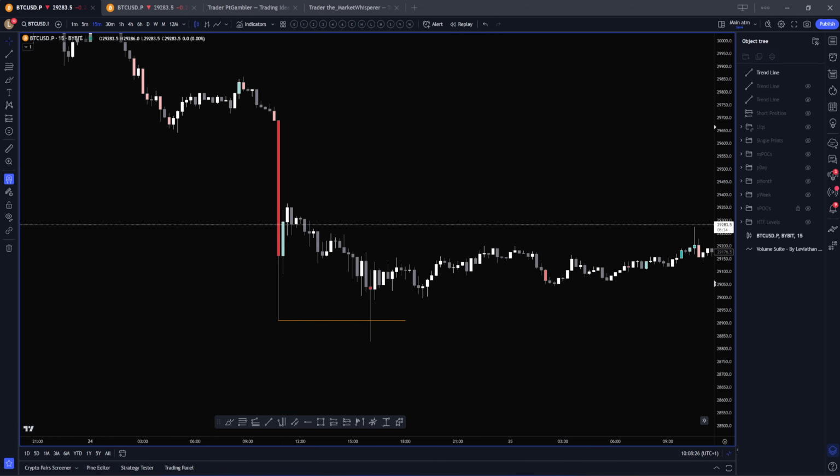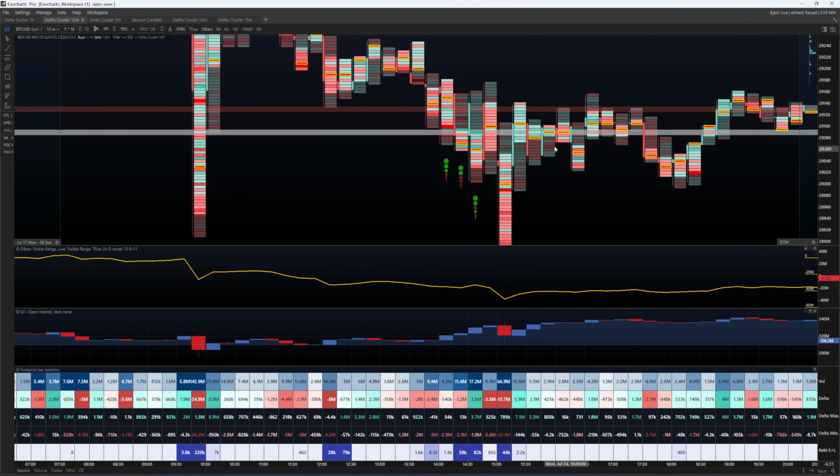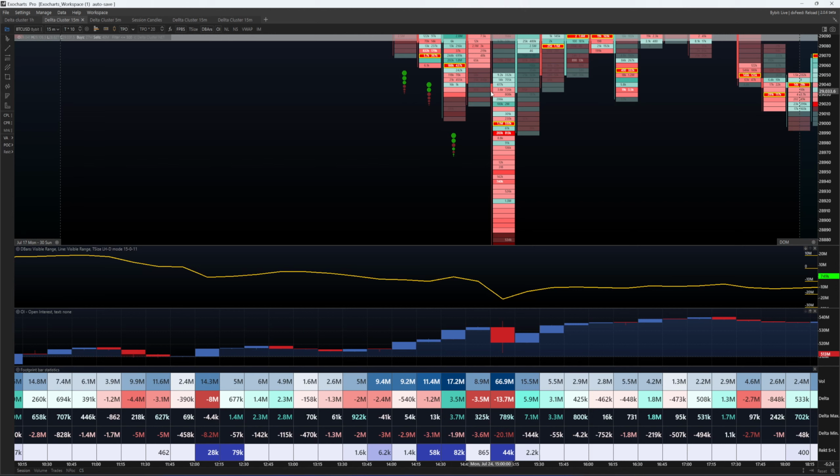If we just head over to Exo charts, you can see here what happened at this initial low. Well, you've got this low here. You don't have a trapped value area, which is really, really important to note. You do not have a trapped value area on this trade, because you can see here it opened up here, wicked down, closed up here within the value area.